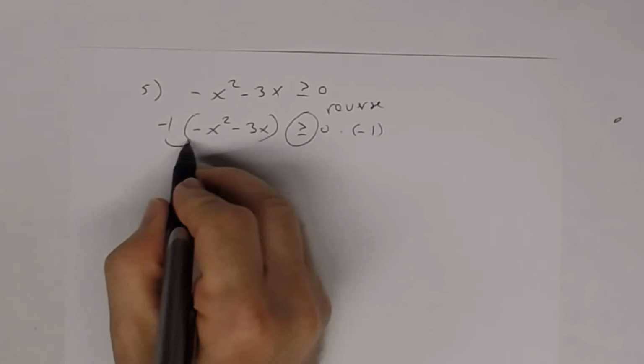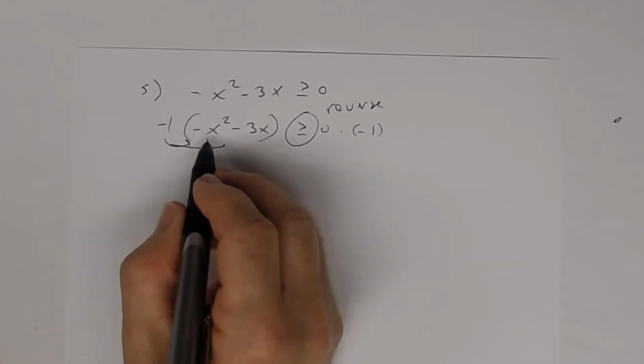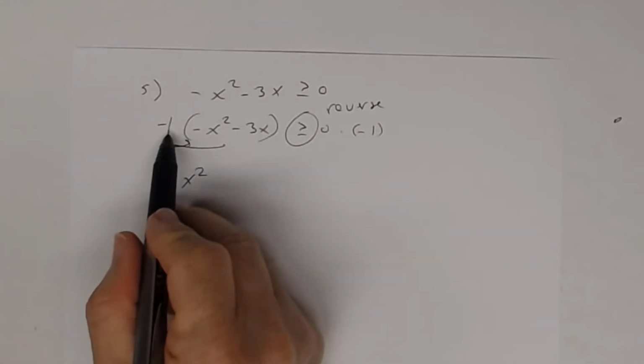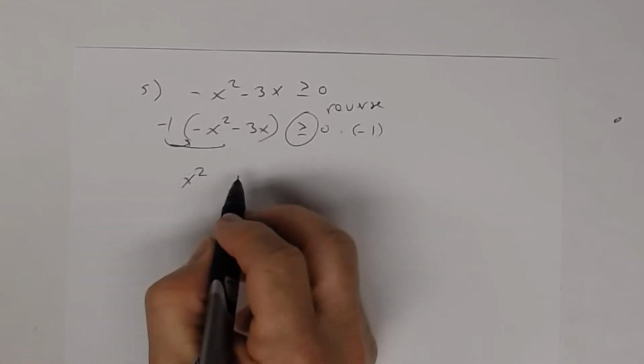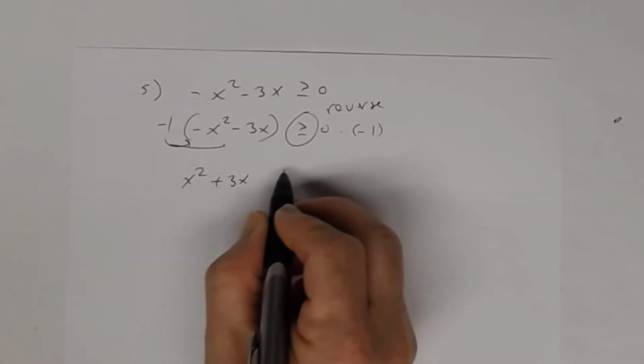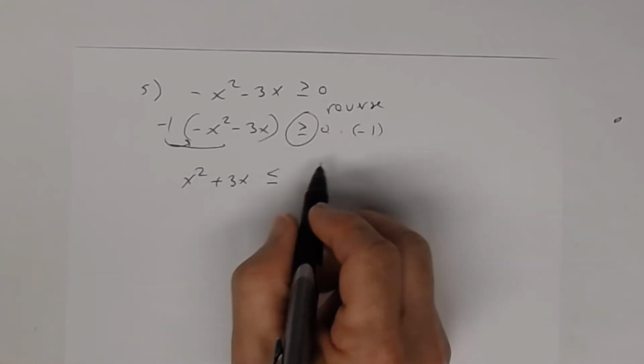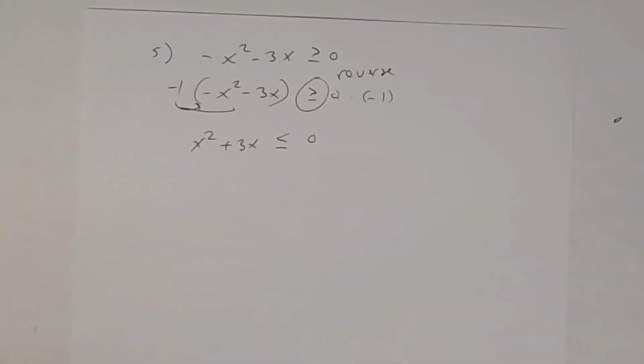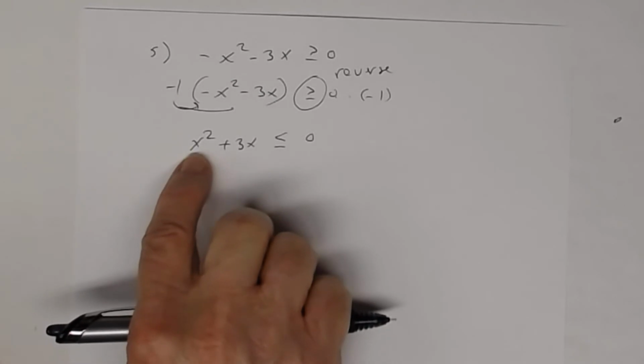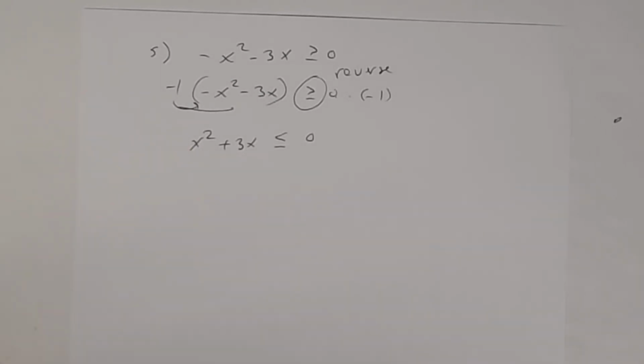And so now I'm going to distribute. -1 times -x squared is a positive x squared. -1 times -3x is a positive 3x. I'm reversing this, so it will be less than or equal to, and then 0 times -1 is 0. Okay? All right. So now the coefficient of x squared is positive, so it's easier to factor.